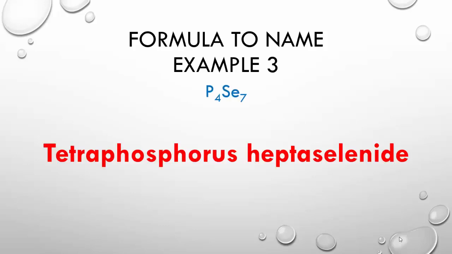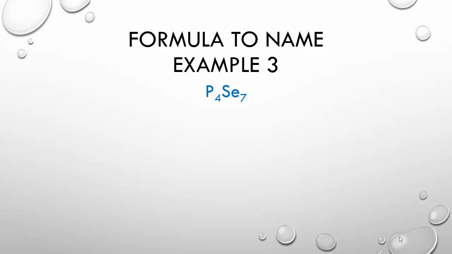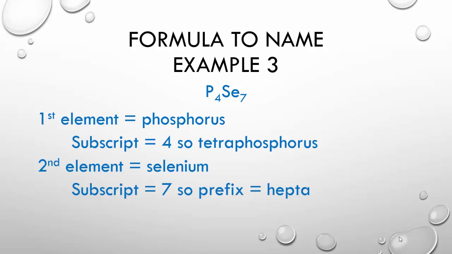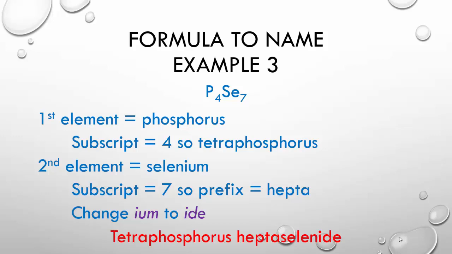Now, the third example is for you to do. I will give you the answer and then walk you through the answer. So here's the chemical. Go. The correct answer is tetraphosphorus heptaselenide. How do we get that answer? Well, the first element is phosphorus, and there are obviously 4 of them, so that's tetraphosphorus. Second element is selenium. The subscript is 7, so this is hepta. Change the IUM to IDE, put the words together, and you get tetraphosphorus heptaselenide.